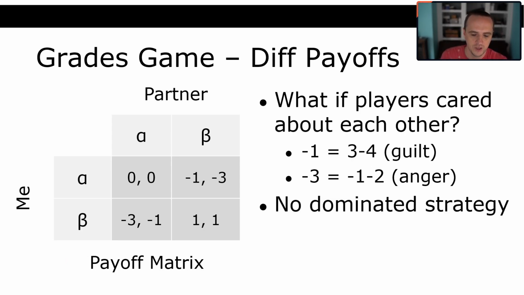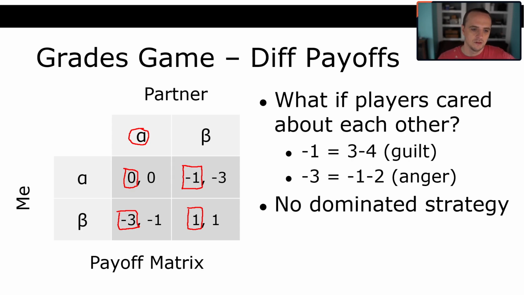And that is true because over here, if my other person is picking alpha, if I choose alpha, I get a 0. If I choose beta, I get -3. So alpha is better when they choose alpha. If they choose beta, I get -1 if I choose alpha, and I get 1 if I choose beta. All right? So that means that beta is better if they choose beta.